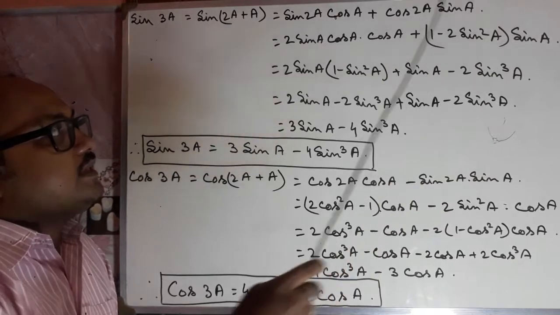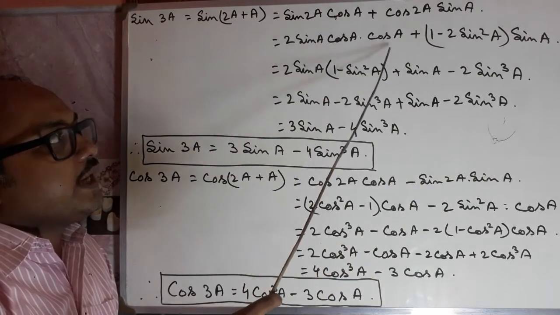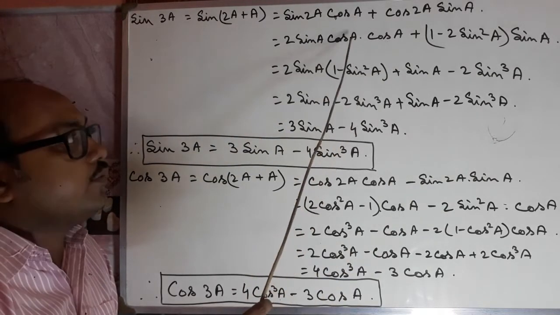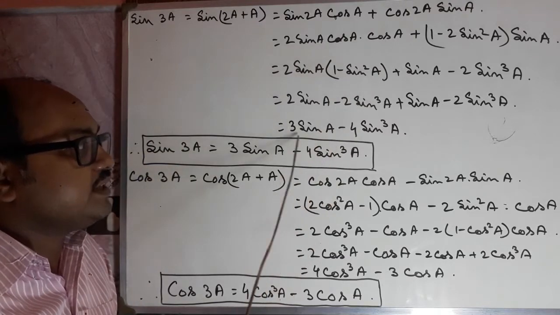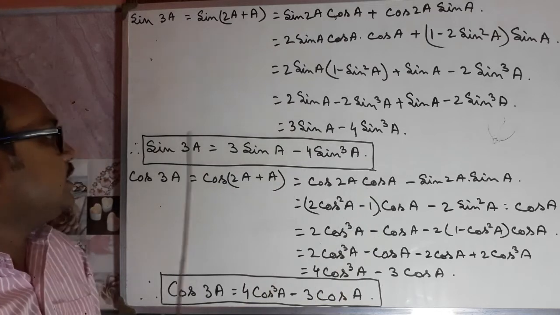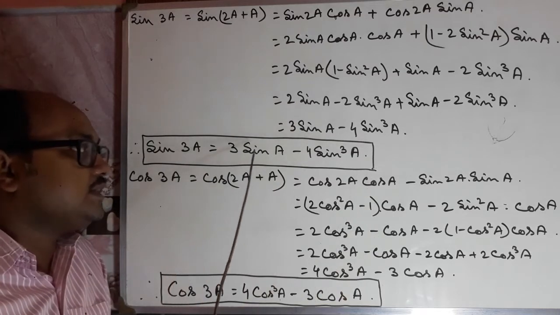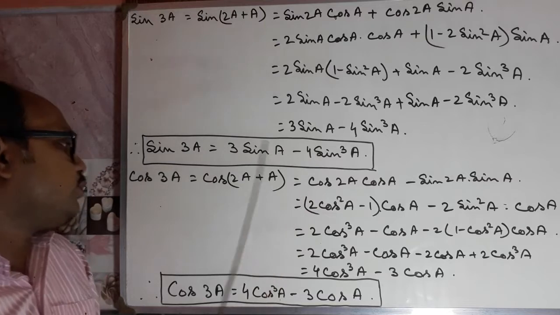Now multiplying this, and here this cos a into cos a means cos square a, we know cos square a means 1 minus sin square a. Now multiplying, we will get 3 sin a minus 4 sin cube a, that is sin 3a, the formula is 3 sin a minus 4 sin cube a.